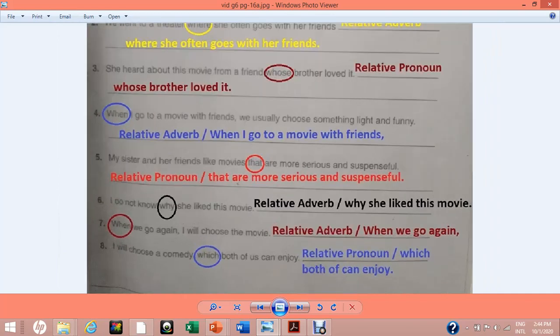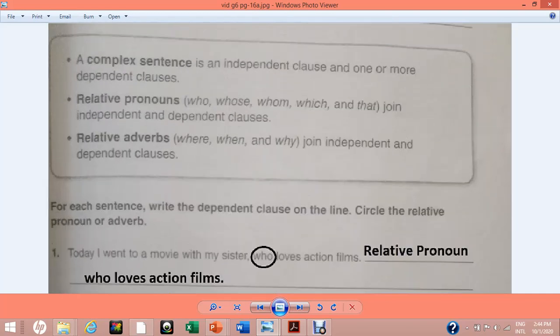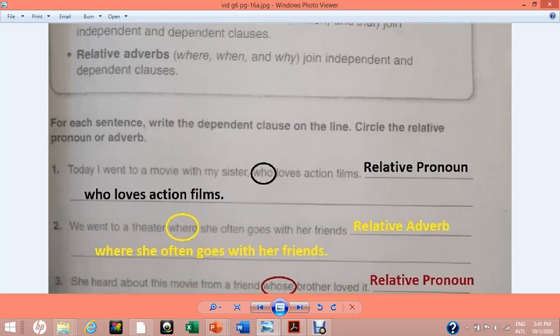Now we are going to solve our exercise on page number 17. A complex sentence is an independent clause and one or more dependent clauses. As I told you earlier, a complex sentence is a good combination of one independent clause and one or more dependent clauses. Relative pronouns like who, whose, whom, which, and that join independent and dependent clauses. Relative adverbs like where, when, and why join independent and dependent clauses.